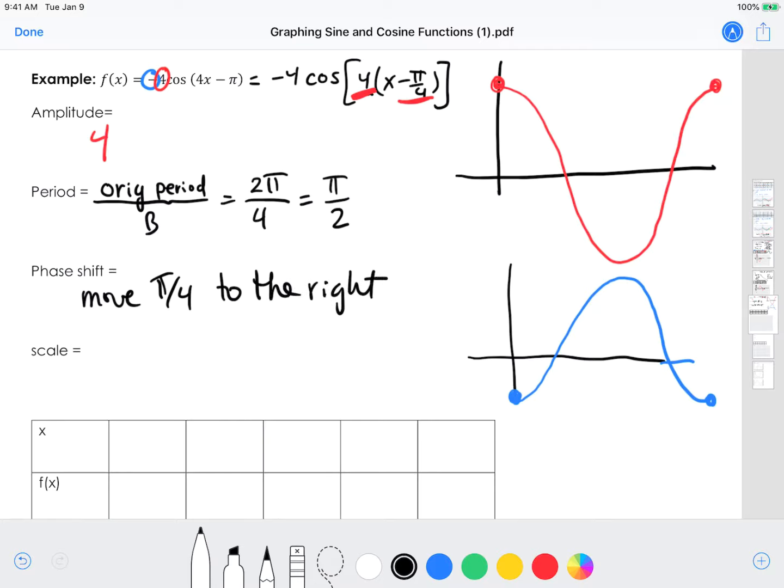And my scale is always going to be the length of my period chunked into 4 pieces. So when I look at my mother function, these are my key points here. And that's going to cut it into this piece, this piece, this piece, and this piece. Those are my 4 chunks.